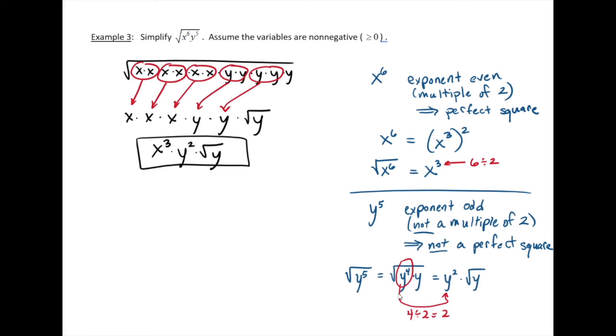Using our shortcut, the square root of y to the 4th power is equal to y to the 4 divided by 2, or y to the 2nd power, and we have the y left inside the square root. So we get y squared times the square root of y. And notice again that this is exactly what we got when we simplified the square root using the alternative method.